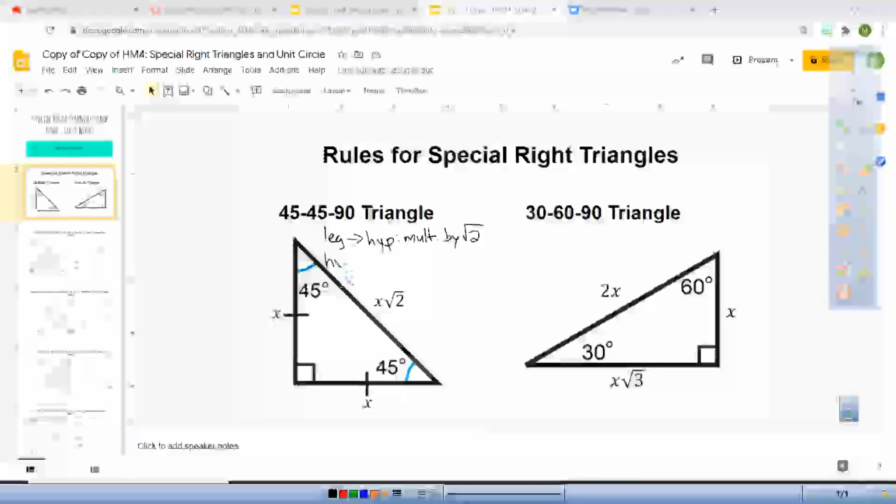To go reverse, to go from hypotenuse to leg, what would we do? Divide. Divide by square root of 2. And so just remember, these are our legs. This is our hypotenuse.